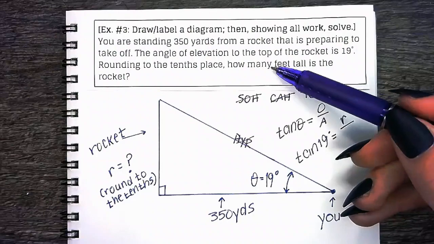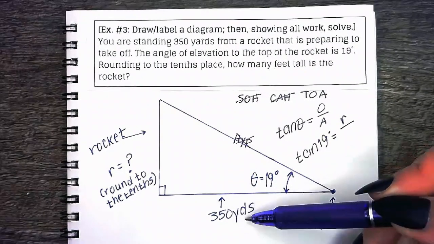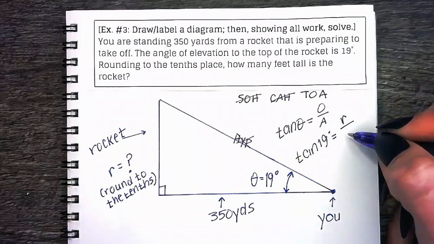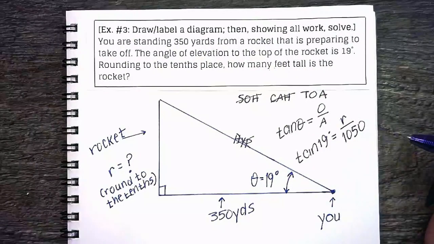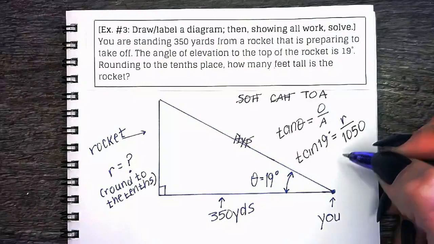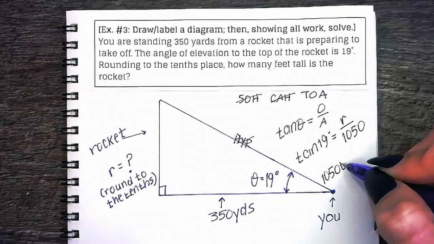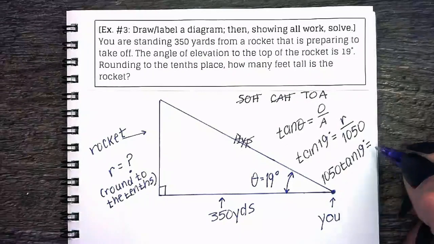here's another thing, how many feet? So let's change 350 yards to feet first. We're going to multiply by 3, and that'll give us 1,050. We're going to multiply that 1,050 right on over, so 1050 tan 19 degrees will be the height of the rocket. Punch this in our calculator.